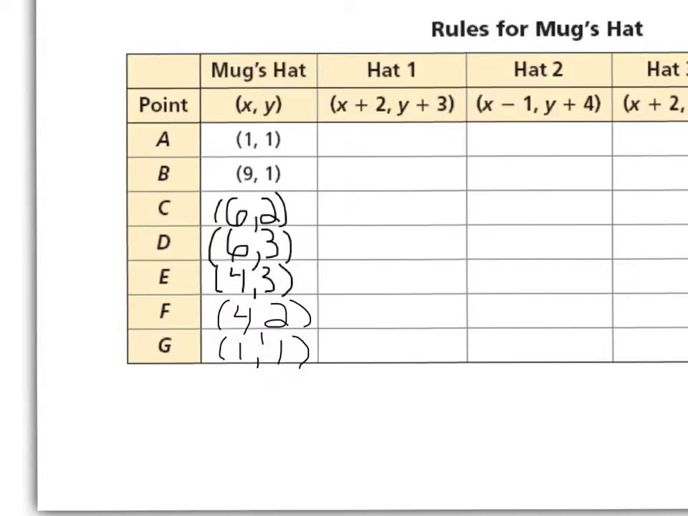So we're going to add 2 to 1. So 2 is going to be added to 1. 1 plus 2 is going to give us 3. And then, this is y plus 3. We're going to take this 1 and add 3, which would give us 4. And so point A for hat 1 is going to be 3, 4. Let's see what that looks like on the grid.